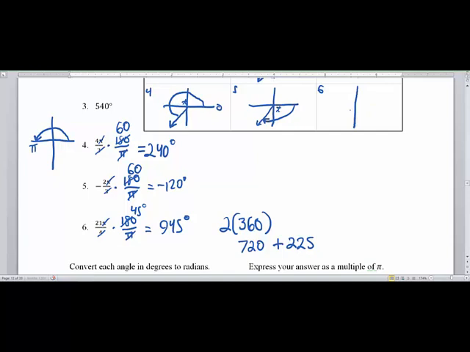So let's start drawing this thing. What we found out is that this 945 degree angle, or 21 pi over 4, is 2 full circles. So it's 1 and 2. So that's 2 full unit circles. And then we have to go 225 degrees.